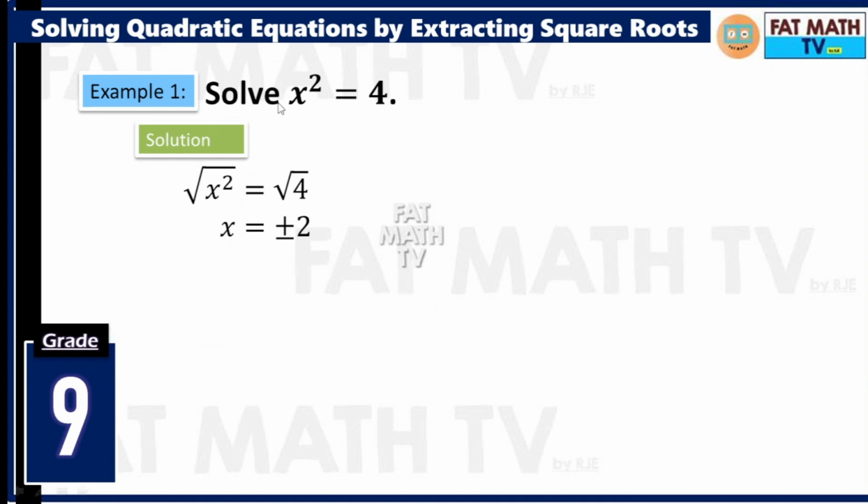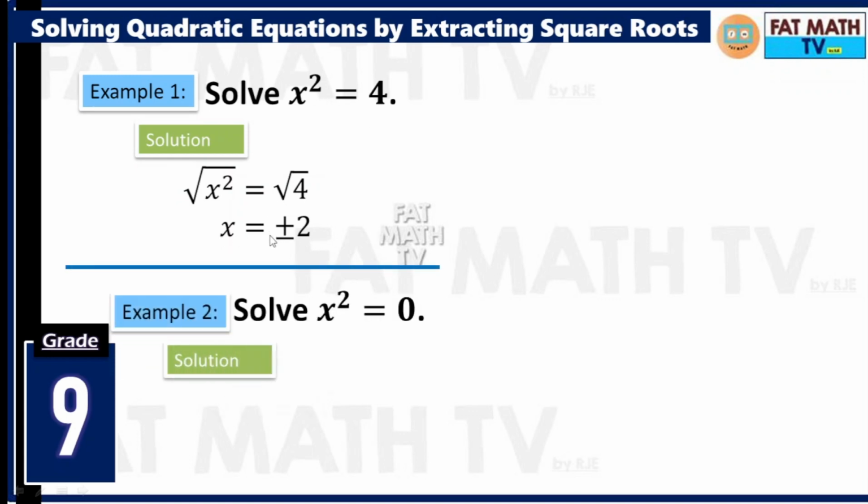If you want to check, you just replace x with 2 and see if the equation is correct. So 2² is equal to 4? Yes. And if x is negative 2, negative 2 squared is also 4? Yes. Meaning to say our answer is correct.